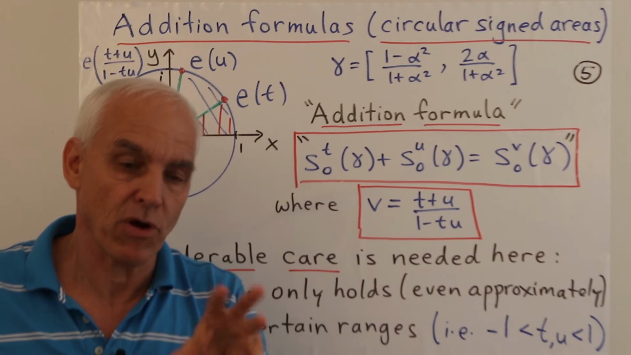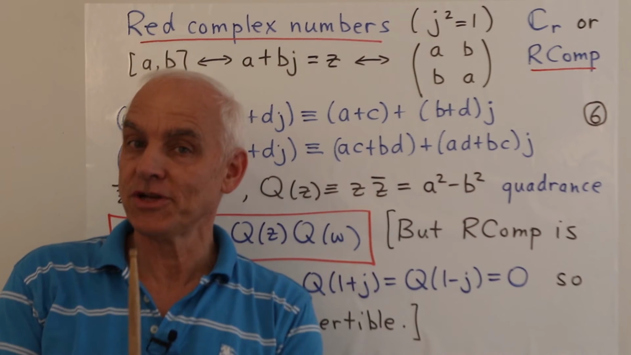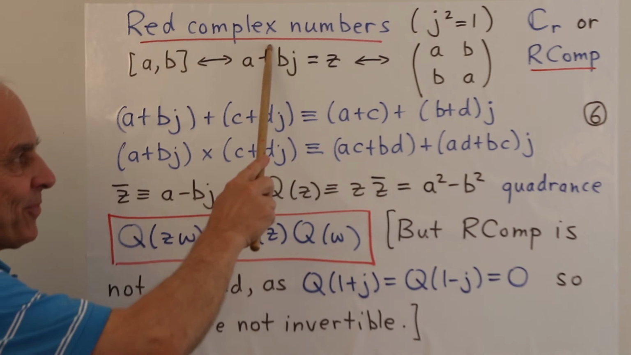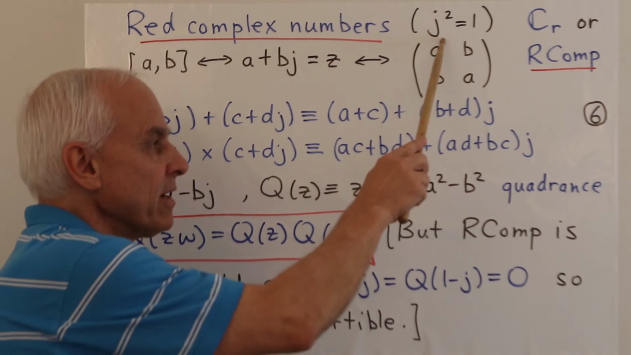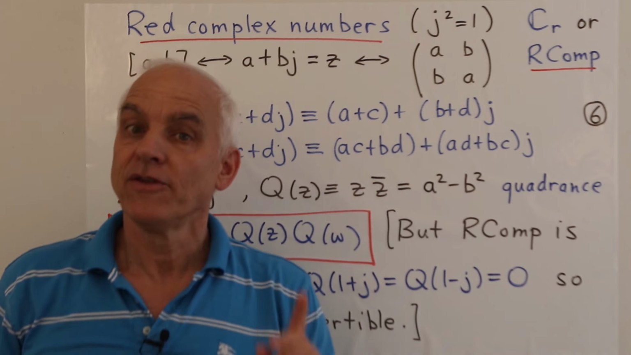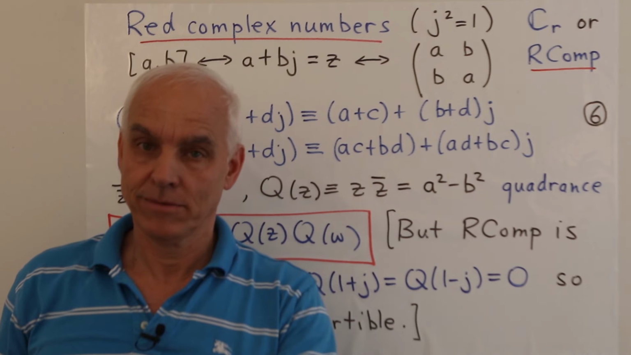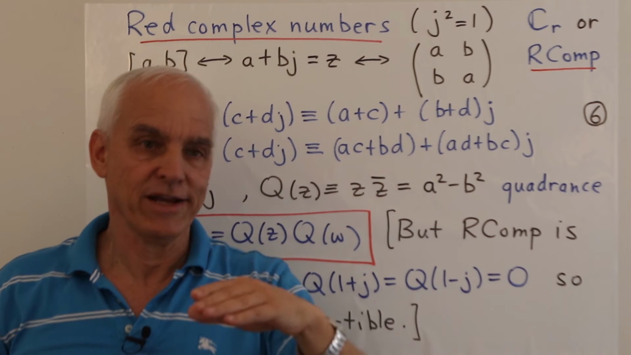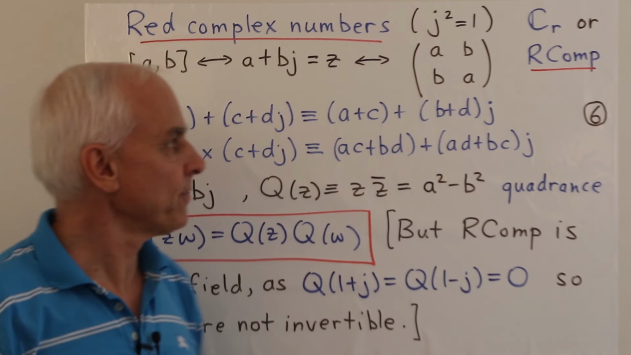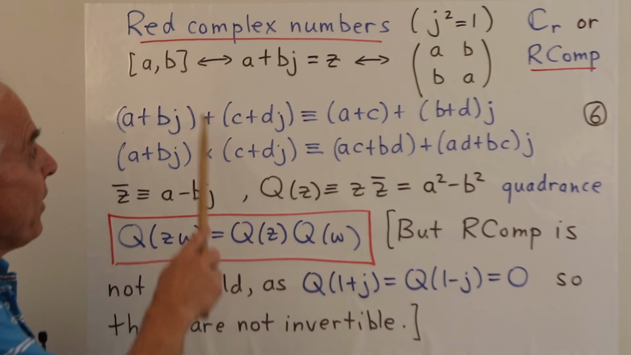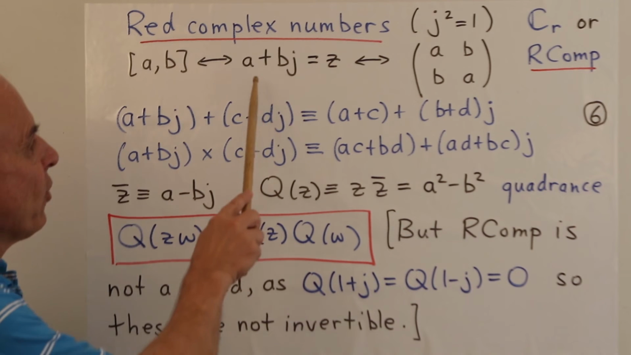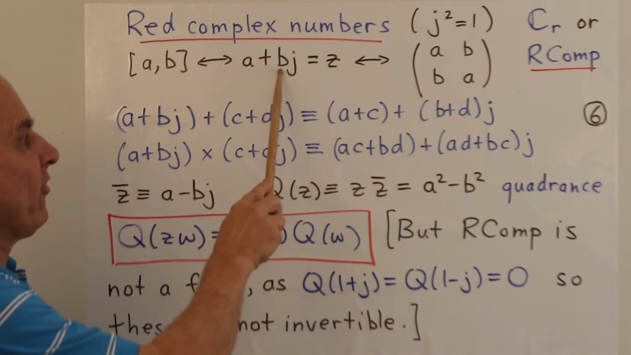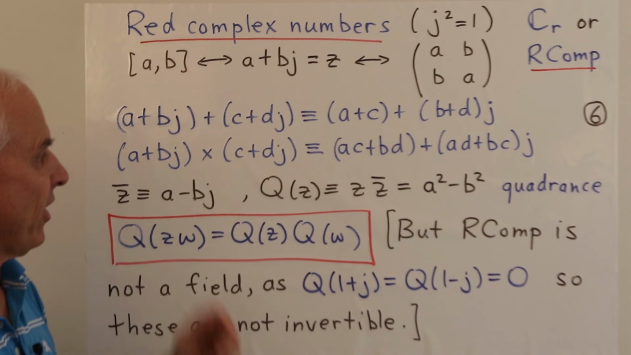Okay, so now let's introduce the red complex numbers. That's the same kind of story, except that we're introducing a new object called j, such that j squared equals 1. And j is not 1 or -1. j is some new object. Okay, so then, to a pair of numbers forming an affine point, we can associate this red complex number, a plus bj. Let's call it z.